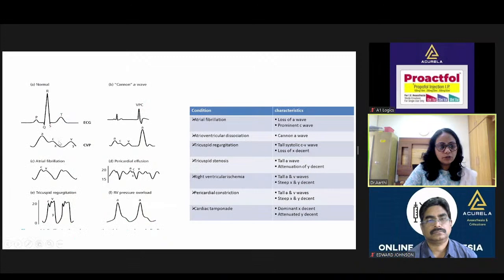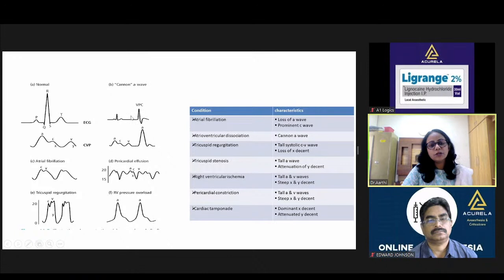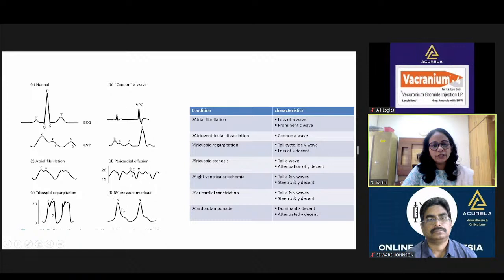So in atrial fibrillation, there is loss of A waves. And in tricuspid regurgitation, there are prominent V waves. And in ventricular premature contraction, there are cannon A waves. And in pressure overload, there is fusion of complexes with prominent A waves and steep X descent.